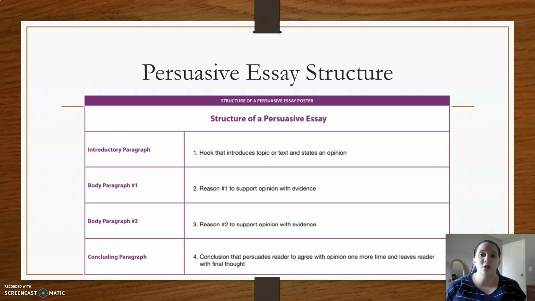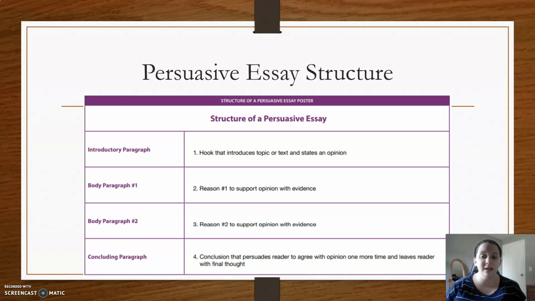So this is the structure of your essay. You're going to have an introductory paragraph, body paragraph 1, body paragraph 2, and a concluding paragraph. So your essay will have a total of 4 paragraphs. Remember, each paragraph has to be 3 to 5 sentences long. Your introductory paragraph is going to hook the reader and tell what your opinion is.